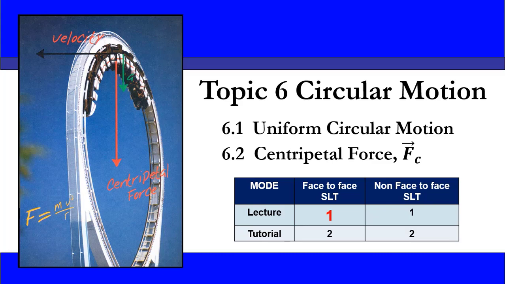Let's continue our lesson regarding the topic uniform circular motion. In the previous lesson, subtopic 6.1, you already learned about uniform circular motion. That is a motion in a circle with constant speed, but its direction of velocity is continually changing with time. You were also taught the related terms that we use in this topic.